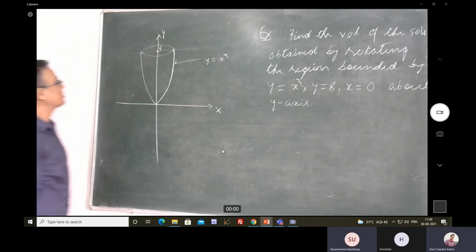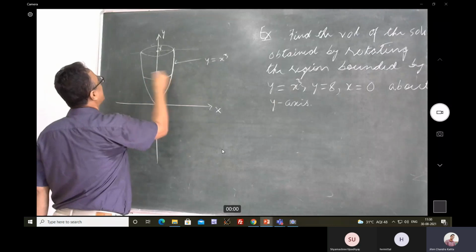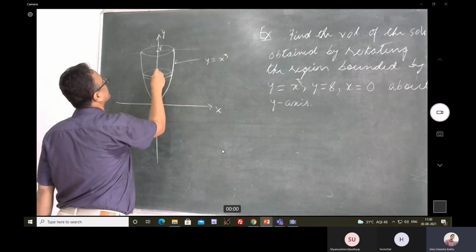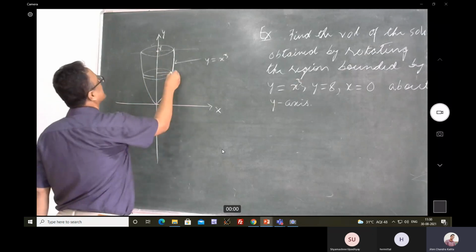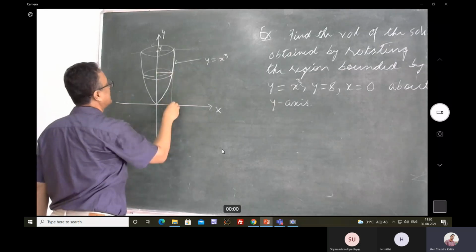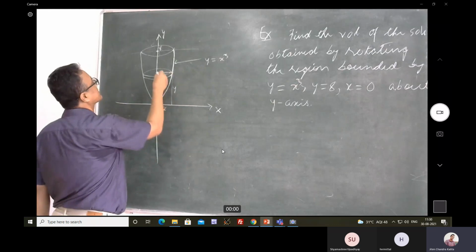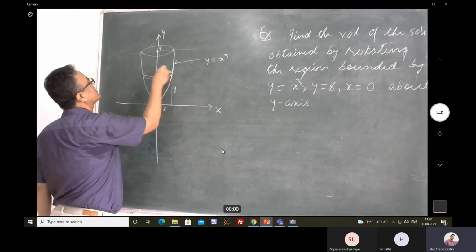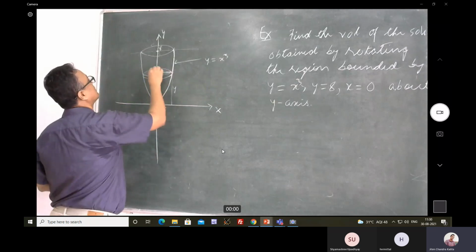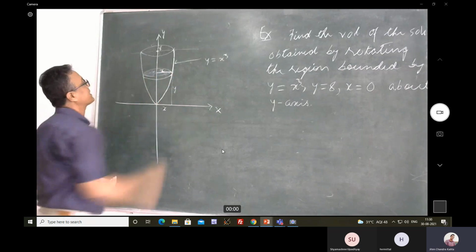Yes. Fine. So then, as before, what we have to consider is a band. We have to consider a band like this. And then here, if this is y and this is x, then the radius of this cross-sectional area, which is nothing but a disk, is going to be given by x. Is it okay?